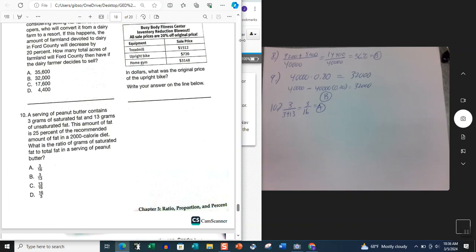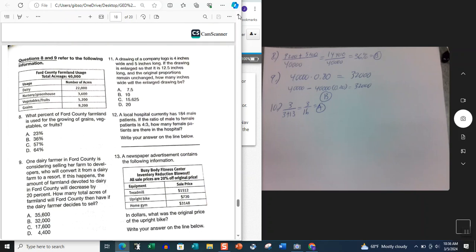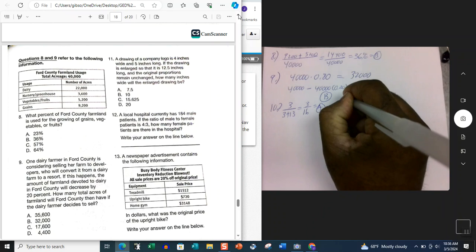Okay, now we move on to number 11. A drawing of a company logo is 4 inches wide and 5 inches long. If the drawing is enlarged so it is 12.5 inches long, and the original proportions remain unchanged, how many inches wide will the enlarged drawing be? Okay, so basically we have this. This is number 11.